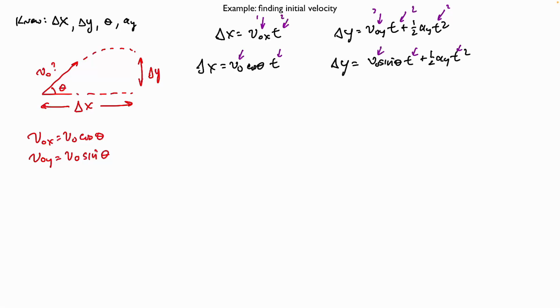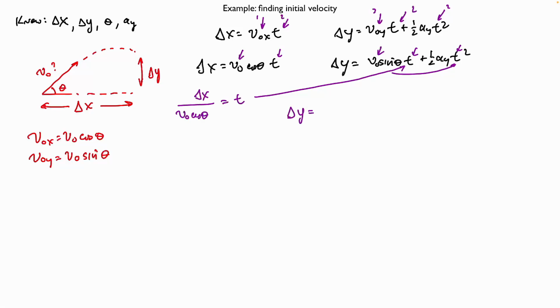So let's see here. We'll do it in purple. This delta x, if we divide both sides by v naught cosine theta and make it look really sloppy, we'll get time. Okay, so I divide both sides by v naught cosine theta, and I get that. Okay, now that time is going to get inserted there and there.